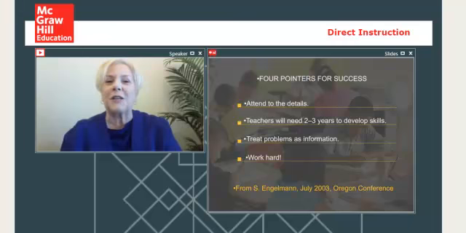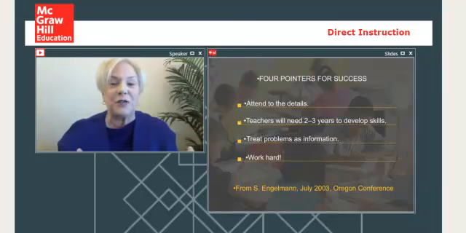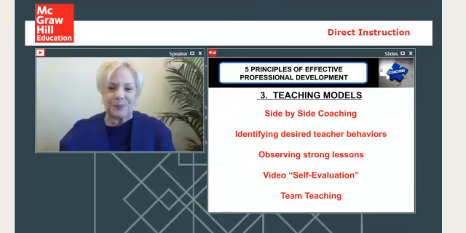And then the last one is work hard. This is hard work, but it is worth every effort that you make, because everyone from the authors to your McGraw-Hill professionals, to your teachers, to your outside consultants, to all of you in administration, and then including the students. Everybody works hard at this. And if you do, the results are possible.